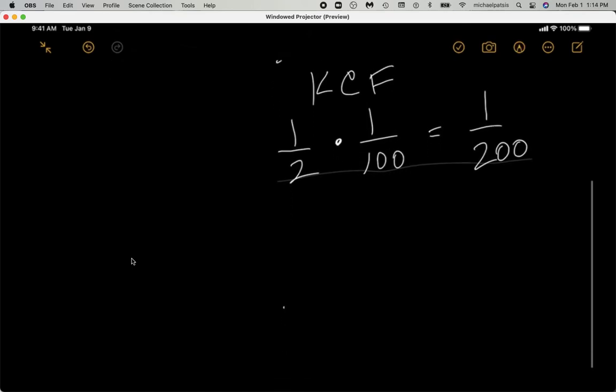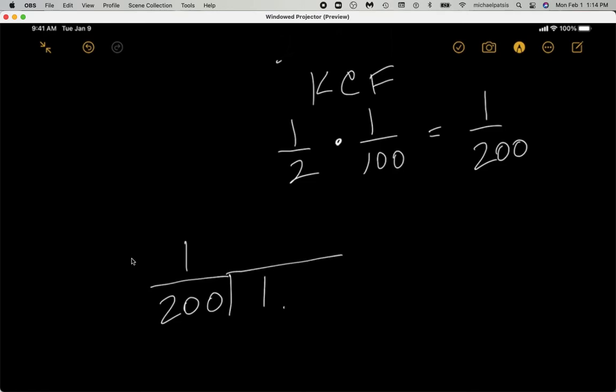Well, our decimal of 1 over 200 can always be found by long division. So we put 1 in the box, we put a period, a decimal, and we add a bunch of zeros. Okay, 200 can't go into 1, it can't go into 10, it can't go into 100. It goes into 1,000 5 times. So that is your final answer.